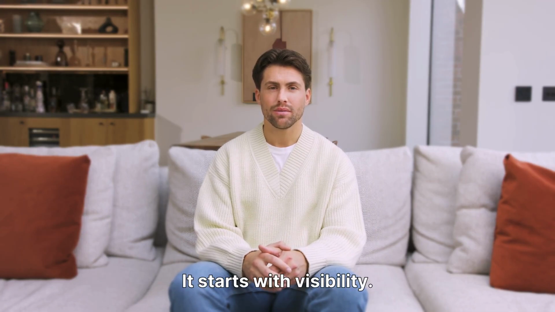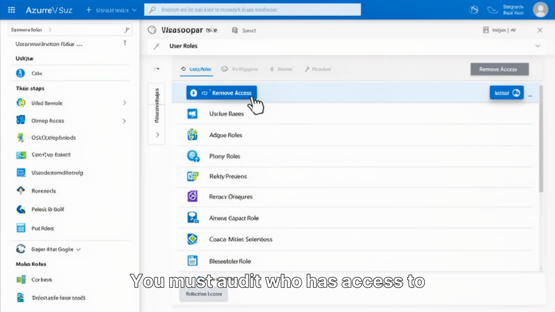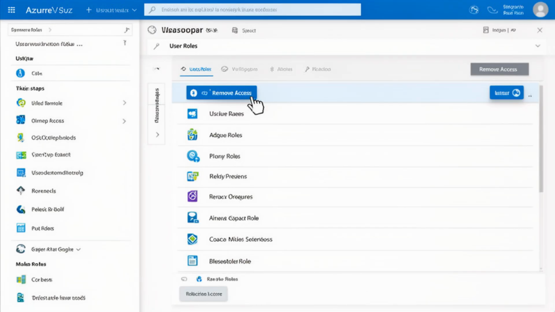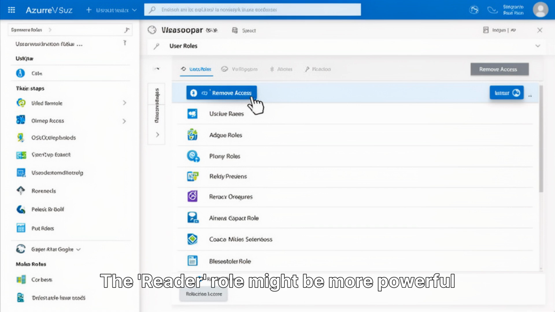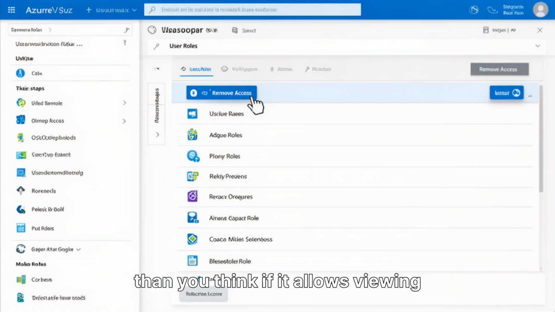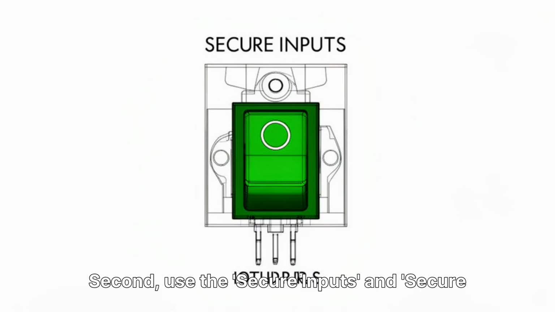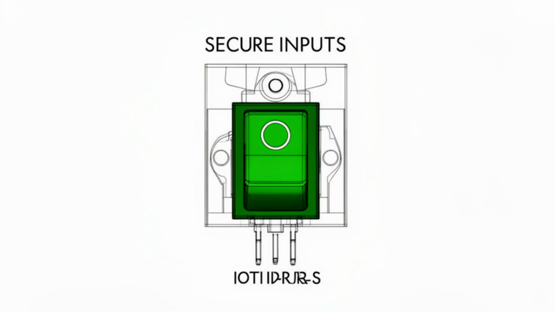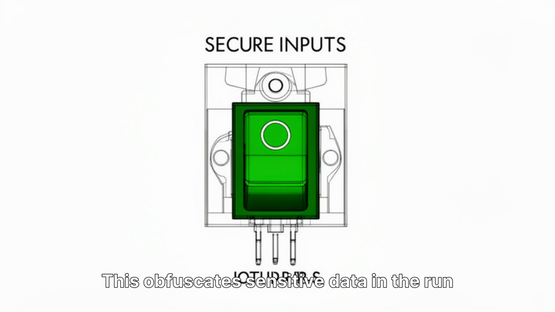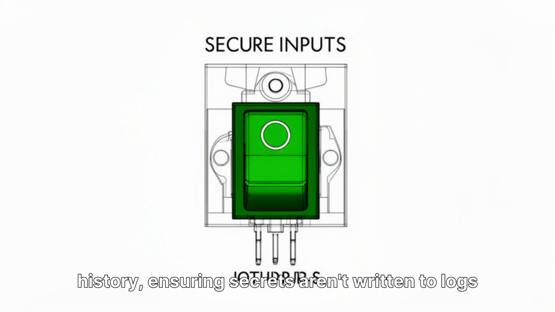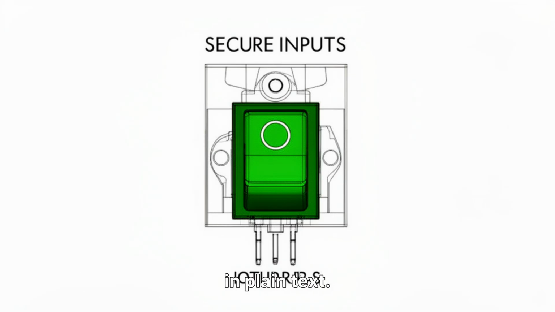It starts with visibility. You must audit who has access to your Logic Apps resource groups. The reader role might be more powerful than you think if it allows viewing run history. Second, use the secure inputs and secure outputs features in Logic Apps. This obfuscates sensitive data in the run history, ensuring secrets aren't written to logs in plain text.